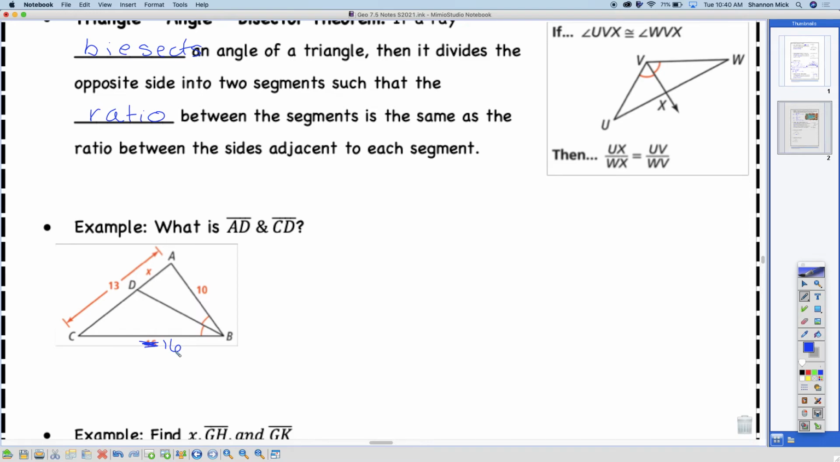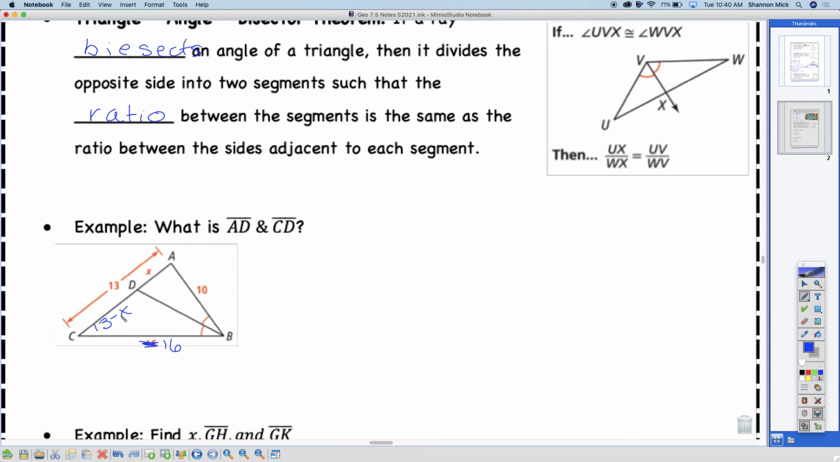A ratio. But what am I missing? Am I missing CD? Oh, shoot. I know the whole thing, and I know I have X. So 13 minus X, way to apply what we did earlier. And if it was X and 13, it'd be X minus 13, right? So now I can set up ratios, can't I?